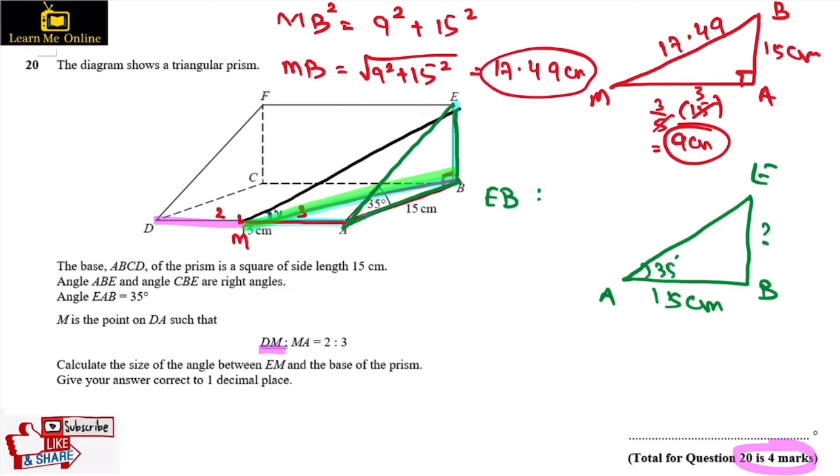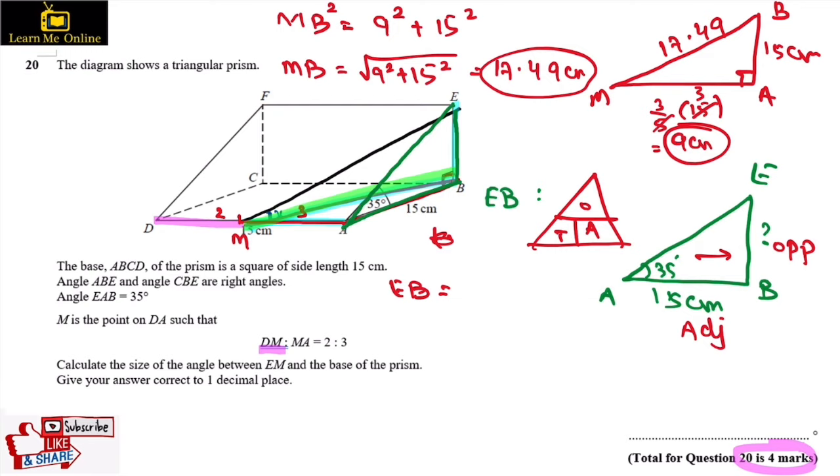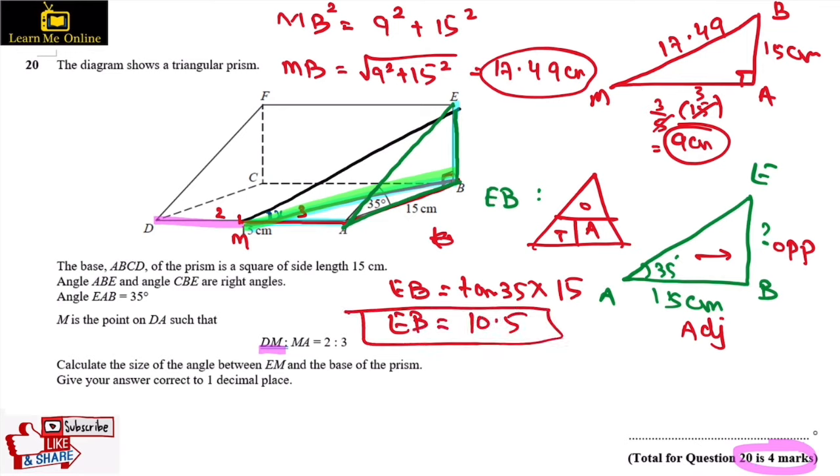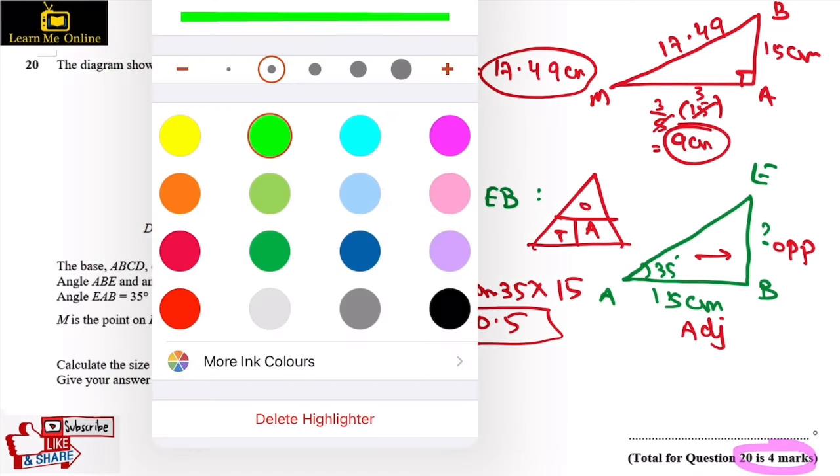Because we are finding out EB, we're going to write it down. Now, according to the angle, this is the opposite and this is the adjacent. So considering SOHCAHTOA, we're going to use the TOA triangle. What we are finding out is the opposite, which is EB. So we're going to find tan 35 times the adjacent, which is 15. You get the length of EB would be 10.5. Now we have found out the length of EB as well.